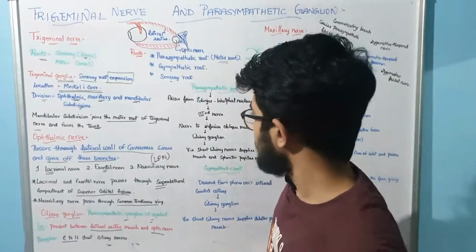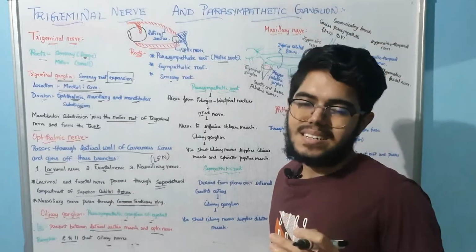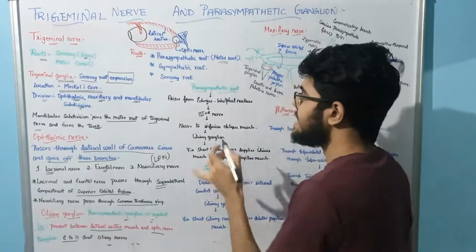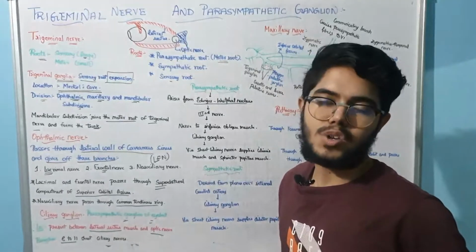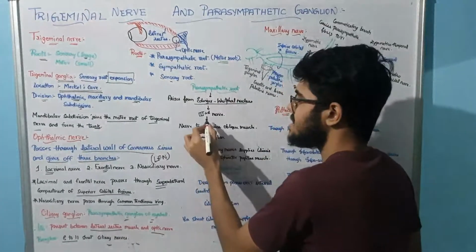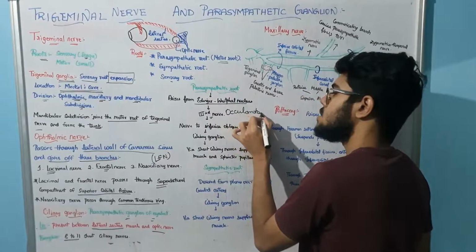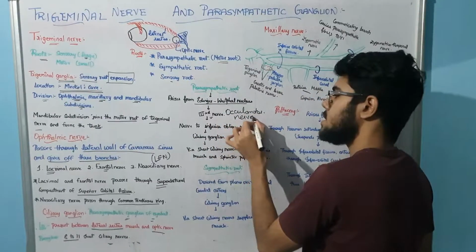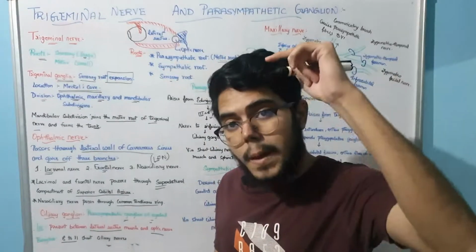First, very important, the parasympathetic route. Where will it arise? It will arise from the Edinger-Westphal nucleus, and will pass through the third nerve, mainly our oculomotor nerve.